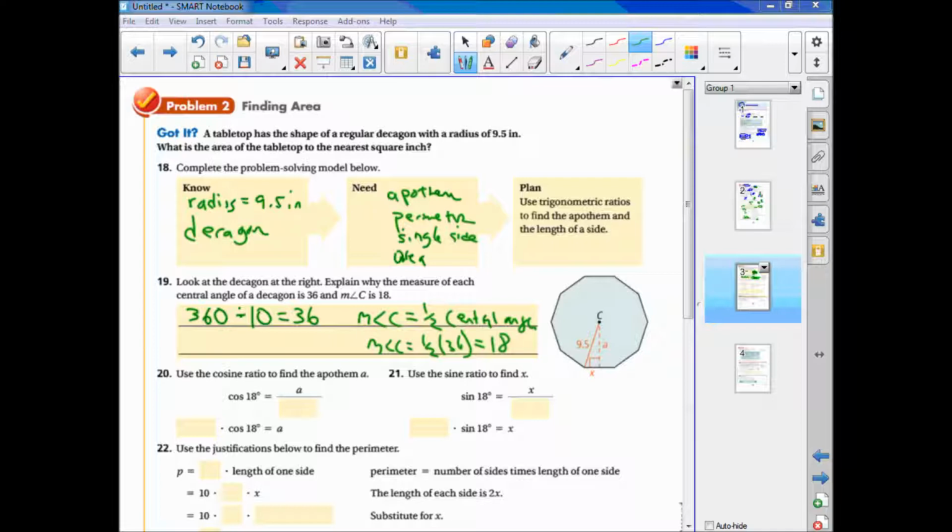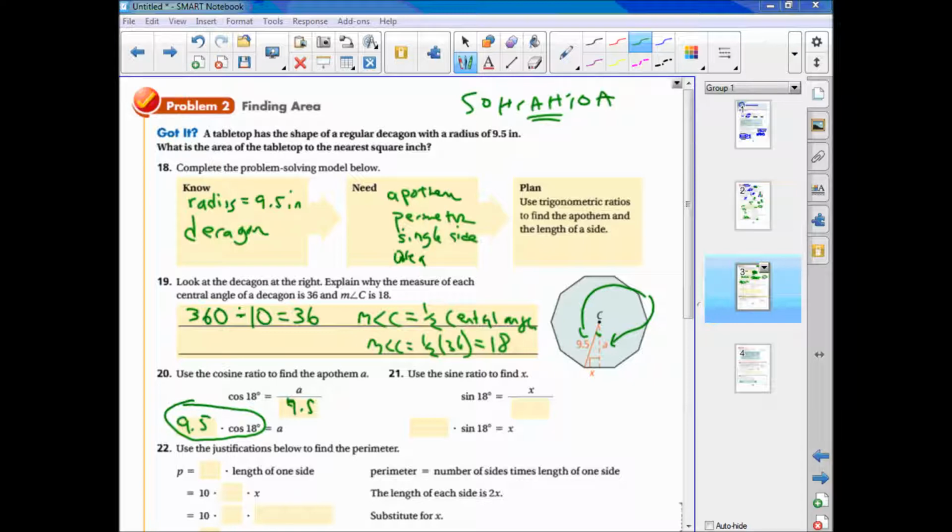So the cosine of 18, all right, so our 18 is this angle in here, angle C. And notice that we're touching the hypotenuse, and we would really like to know the apothem right now. So that's the adjacent. So that's why they did cosine. SOHCAHTOA, we were using the adjacent and the hypotenuse. So the cosine of 18 degrees is going to be A over 9.5. Okay. And then we can solve for A if we just multiply 9.5 to both sides. So there's the length of the apothem, an exact answer, 9.5 times the cosine of 18.